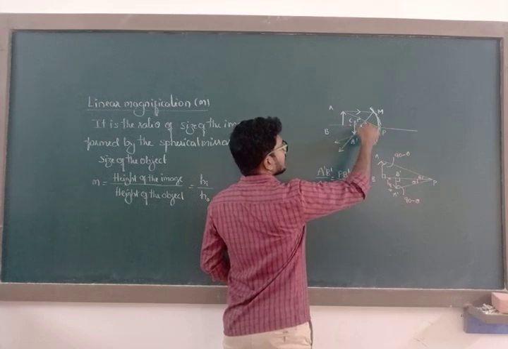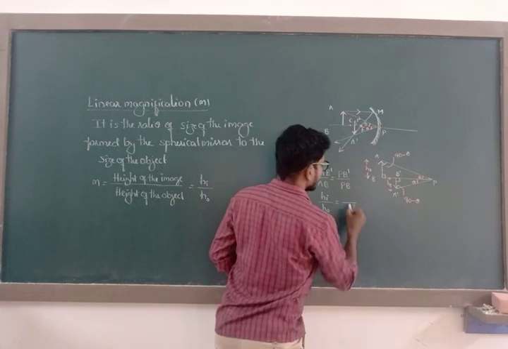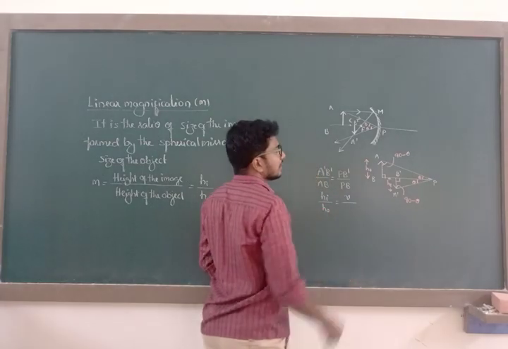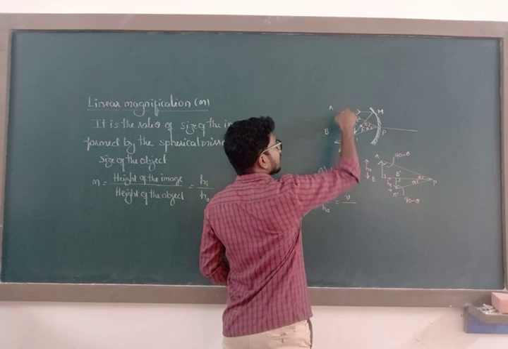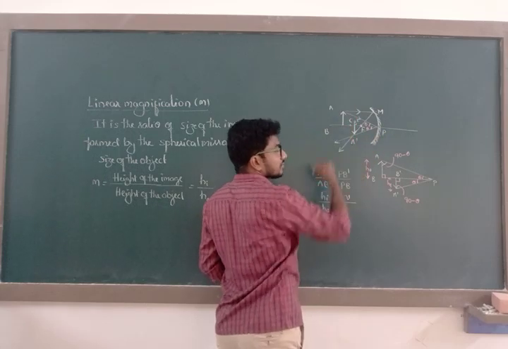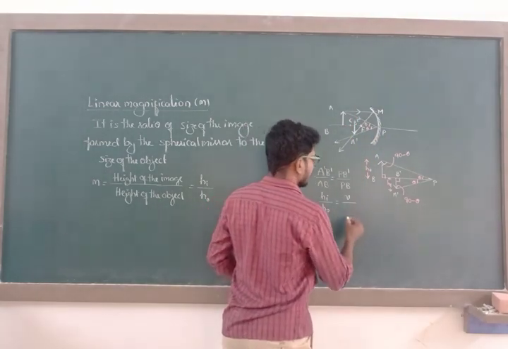This distance is known as image distance and it is represented by V. PB is the distance between pole and position of the object. This distance is known as object distance and it is represented by U.